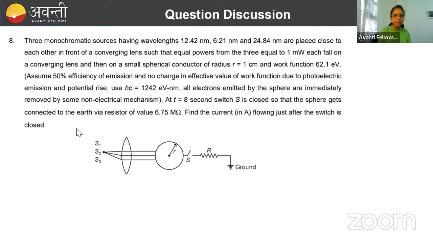अब यहाँ पे देखो क्वेश्चन को ध्यान से पढ़ो। 3 monochromatic sources having wavelength 12.4, 6.21, 24.84 nanometer are placed close to each other.